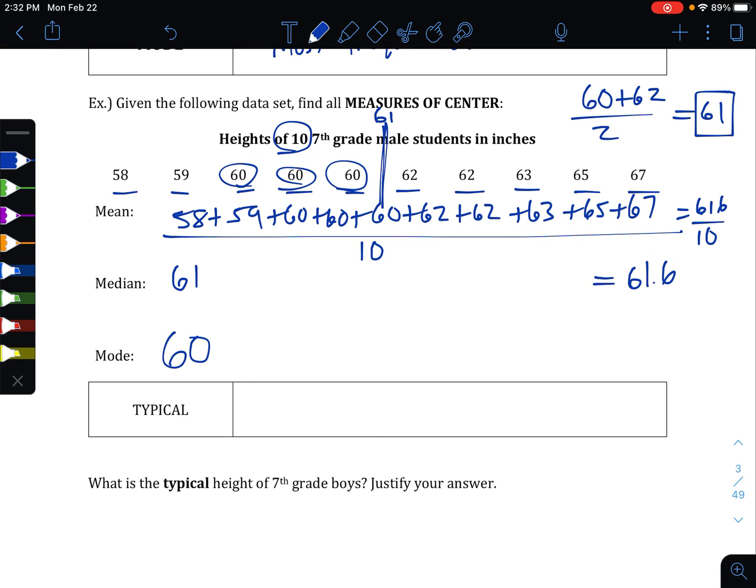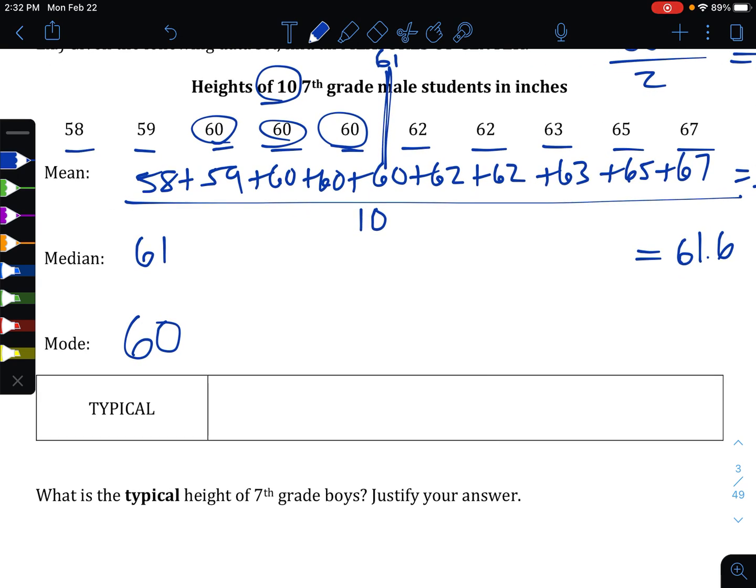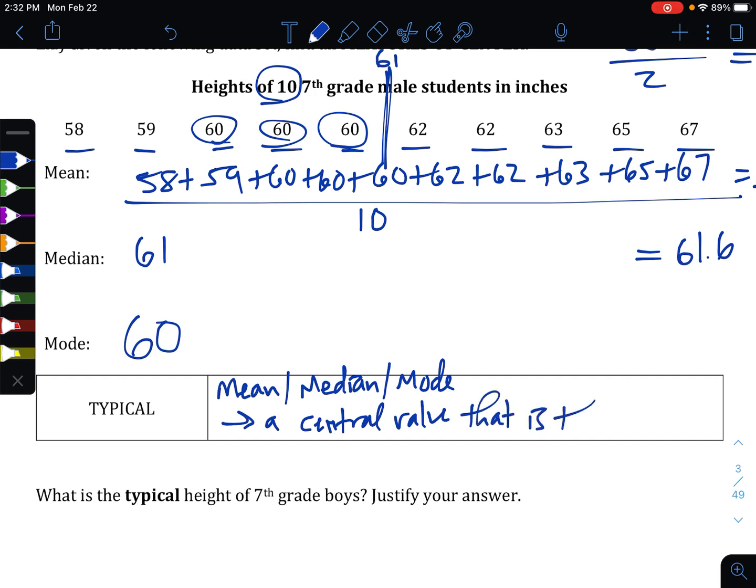So the typical value, this is kind of a little bit of a gray area when it comes to stats. So it could be any of these three. It could be the mean, the median, or the mode. And it's one of these central values. So fill this in, a central value that is the best indicator. And the best part here is what makes it a little bit debatable. Indicator of the nature of the data.